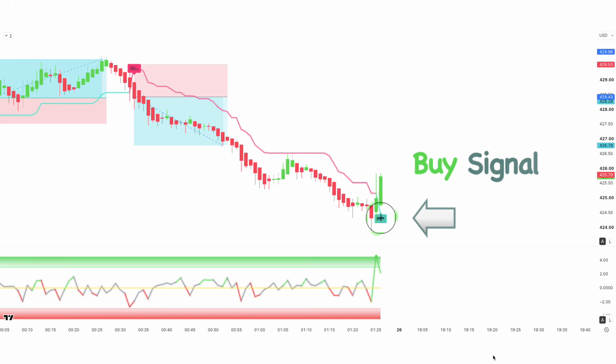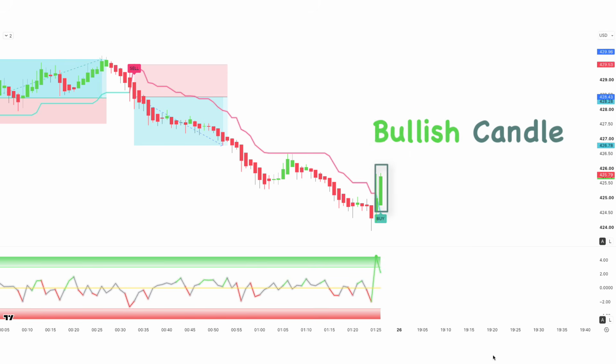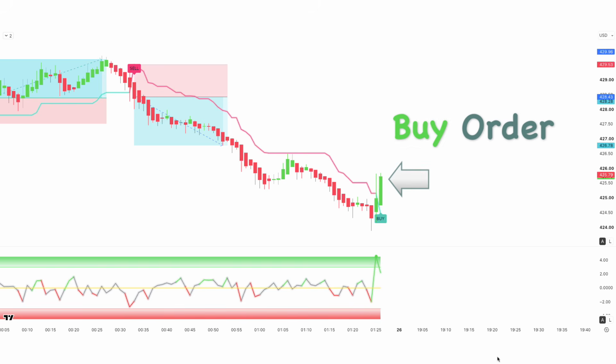Here the Adaptive Supertrend Regime Filter label up of this is a buy signal. Here the green line of the Range Expansion Divergence Oscillator is above the zero line. Here the market has made a bullish candle to give confirmation. So all our conditions are being fulfilled, so we are placing an order to buy.